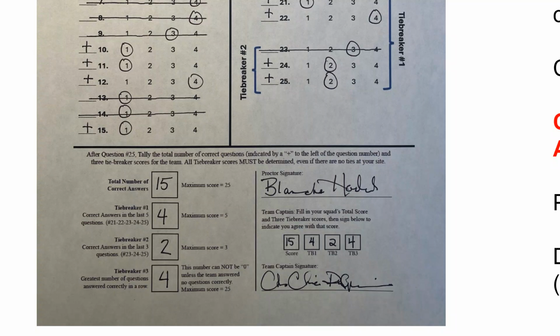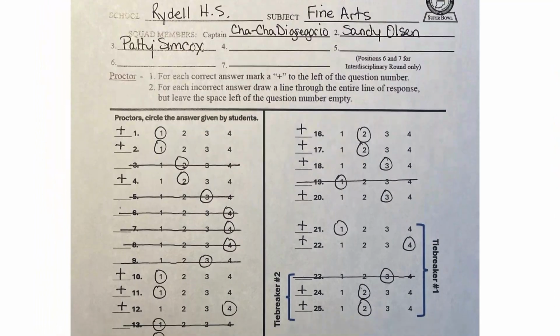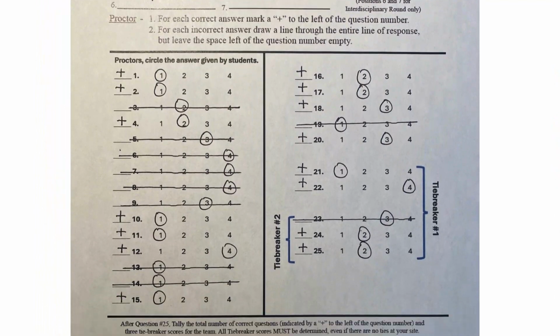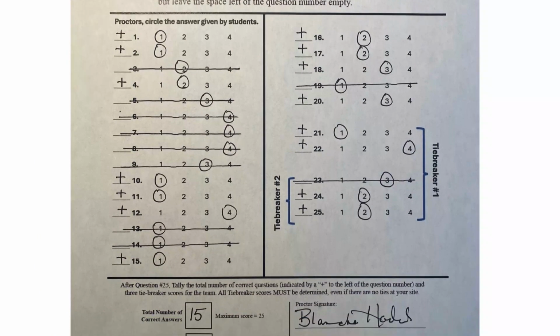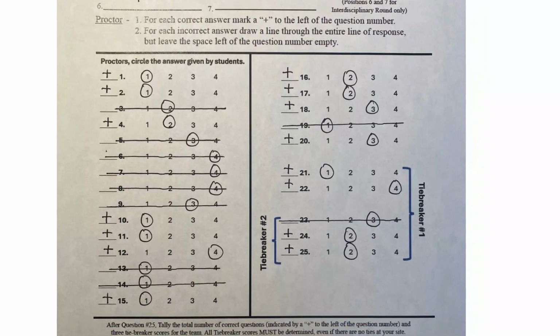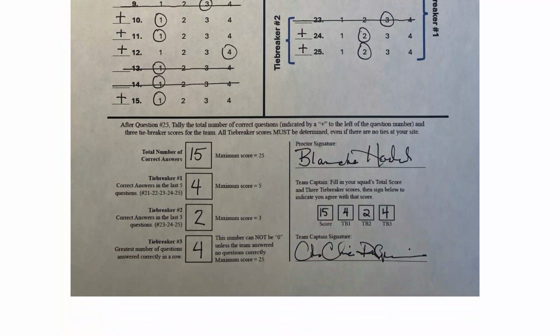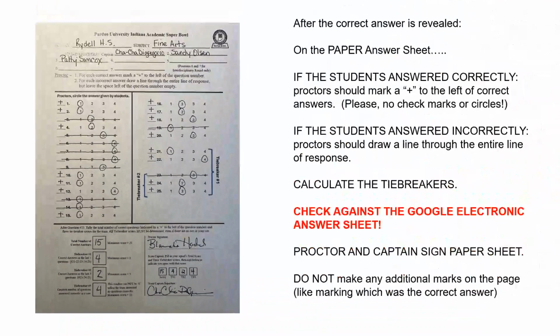And then tiebreaker 3 is how many did they get right in a row? This one takes a little bit because you've got 2 columns. I look and I see 3 right, 3 right, 3 right in a row. But then, wait a minute, 15, 16, 17, and 18. So that's 4 right in a row. The captain does the same thing over on the right and indicates, yes, those answers are correct. You as the proctor and the team captain both sign the sheet to indicate that it is correct.